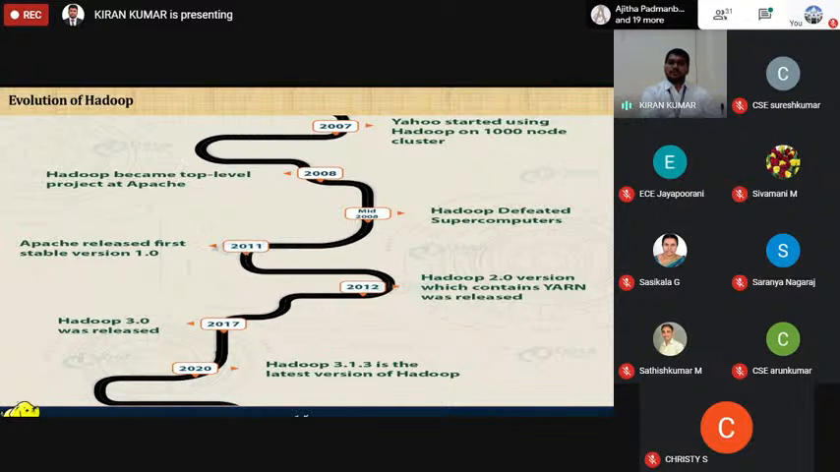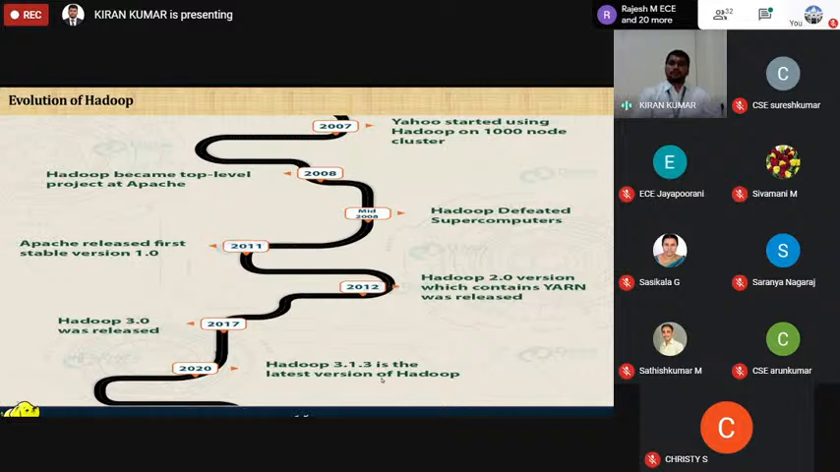And in 2011, Apache released the first stable version of Hadoop, that is 1.x: 1.0, 1.0.1, 1.2. In 2012, the second version of Hadoop was released with the addition of one more component called YARN. Currently, the version we are using is Hadoop 3.x, which was introduced in 2017 and released in 2020. Currently, the Hadoop version we are using is 3.1.3.